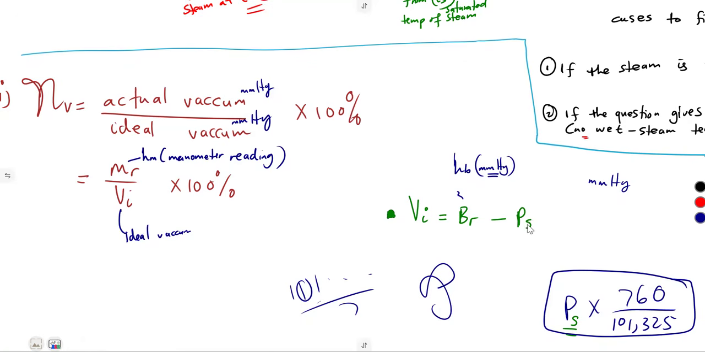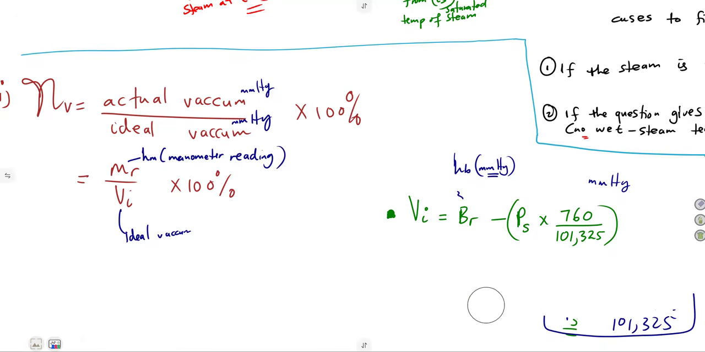So it will be PS. All right, so it's going to be like this: PS times 760 over 101.325. So that is what we are going to have here. This one is just a conversion. The whole of this thing is converting the kilopascals steam pressure here to what? To the millimeters of mercury. So that's going to give us the ideal vacuum.